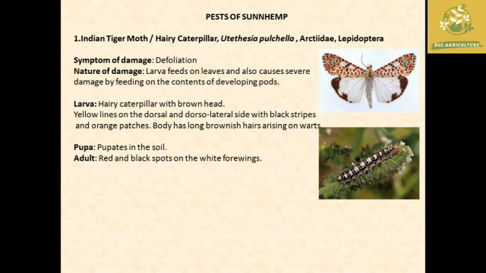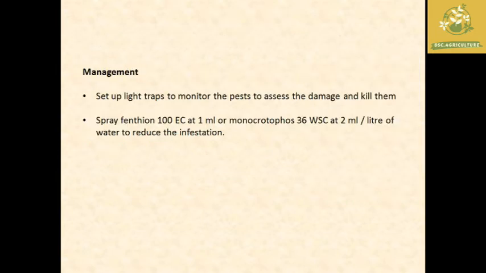The larva is a hairy caterpillar with a brown head and lots of yellow lines. It is a colorful larva where you can see black stripes and orange patches, and the body has long brownish hairs arising on warts. The pupa pupates in the soil, and the adult has red and black spots on white wings.